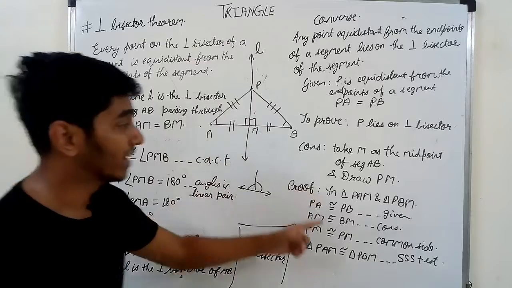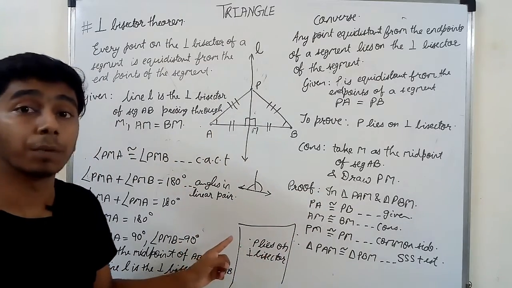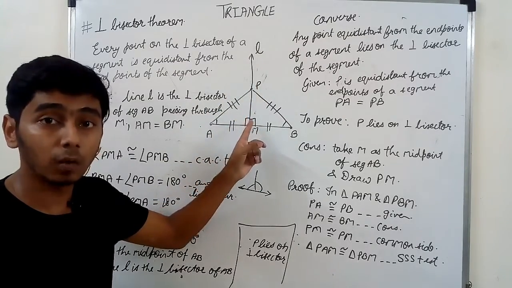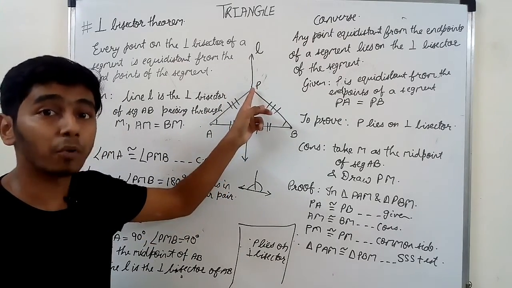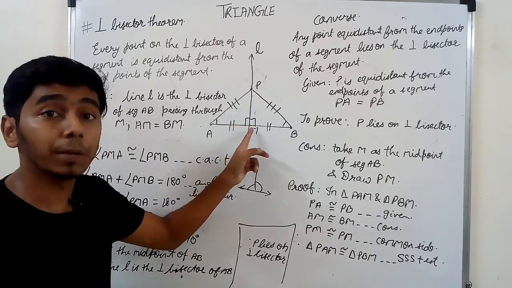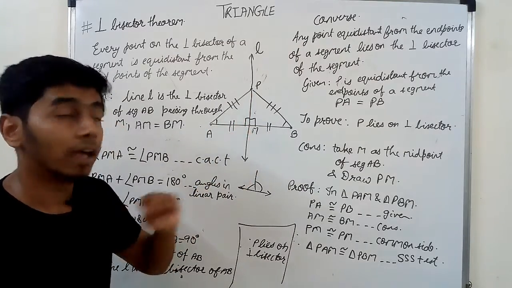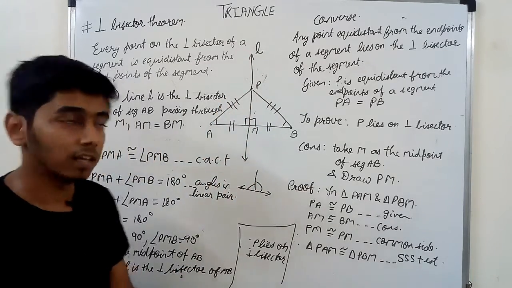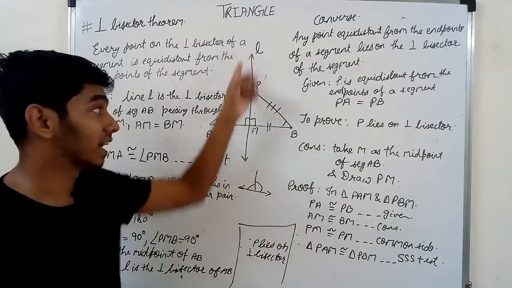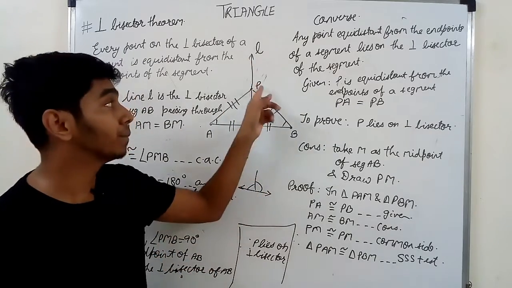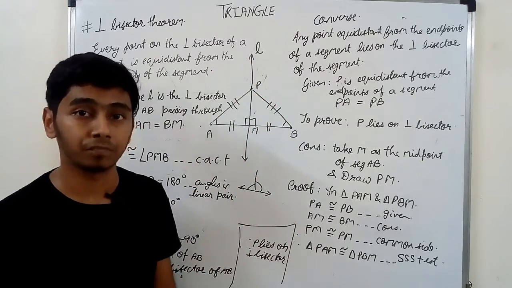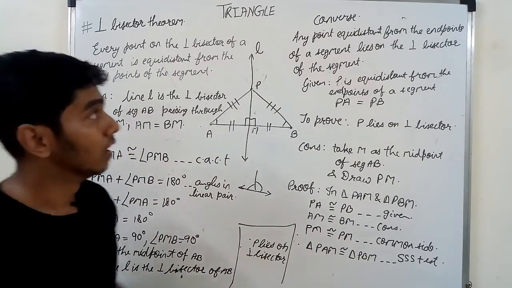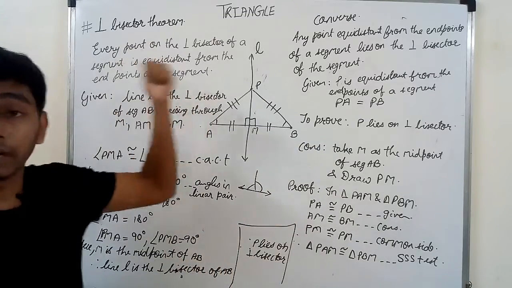So what we did here to prove that P is lying on the perpendicular bisector, we took a construction which passes through P, any point P, and passing through the midpoint of AB, which is M, and we had to prove that this line is a perpendicular bisector which is passing through P. So if this line is a perpendicular bisector, then P lies on the perpendicular bisector. Correct? So I hope you have understood this proof. Now we are done with the perpendicular bisector theorem.